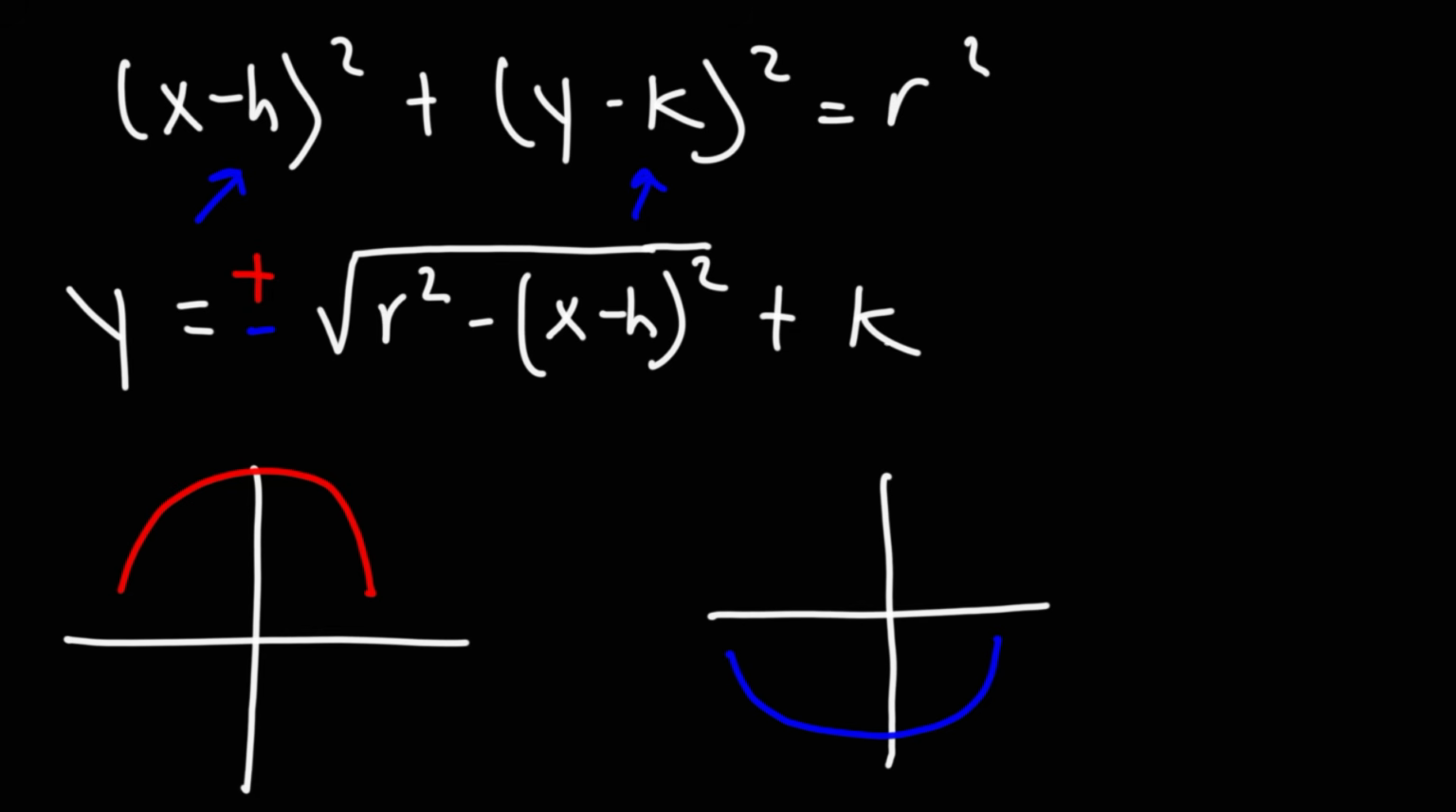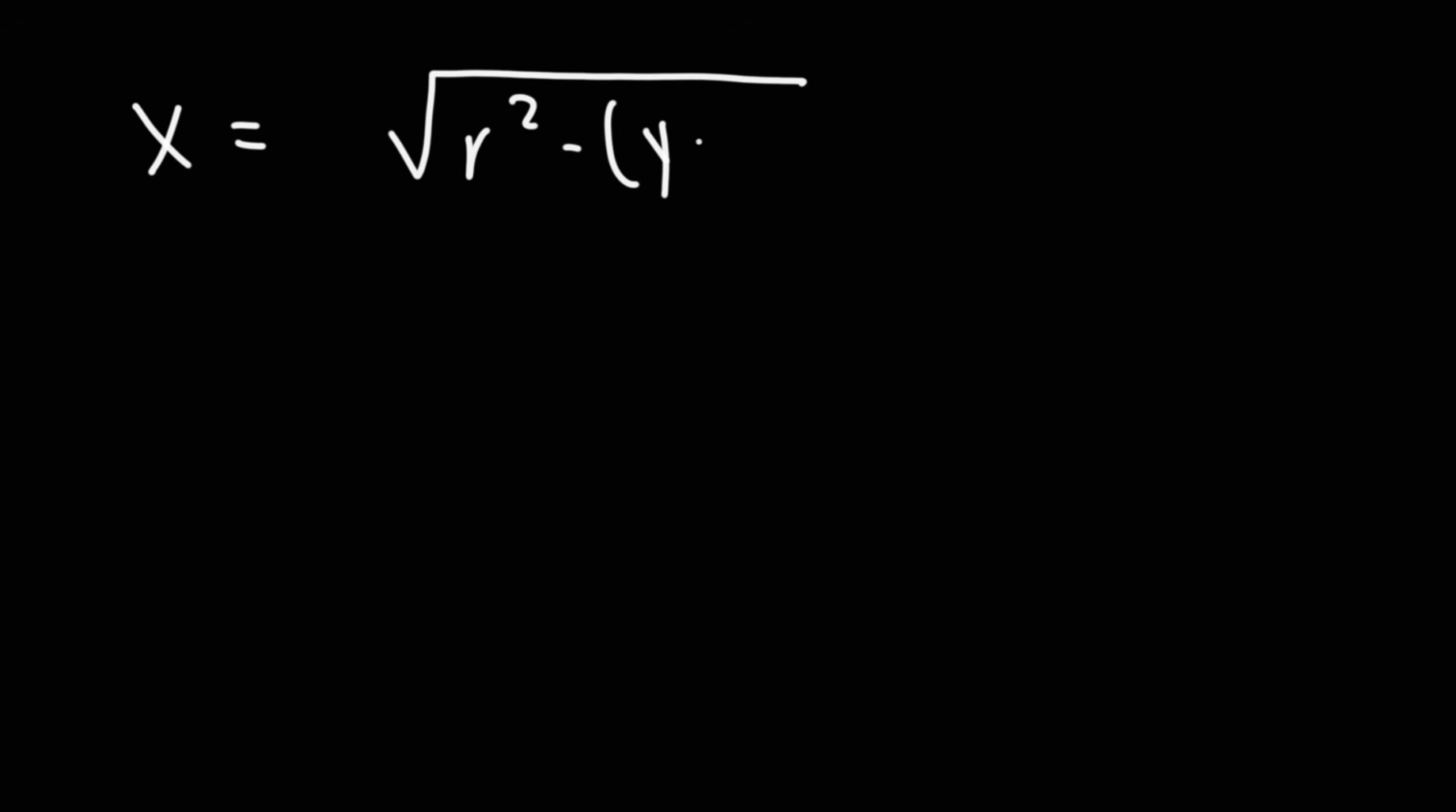Now, if you solve for x, I'm going to need to get more space here, so let's clear this away. From the circle equation, if you solve for x, you'll get this: x is equal to the square root of r squared minus (y minus k) squared, plus h. And like the other one, it can be positive or negative.